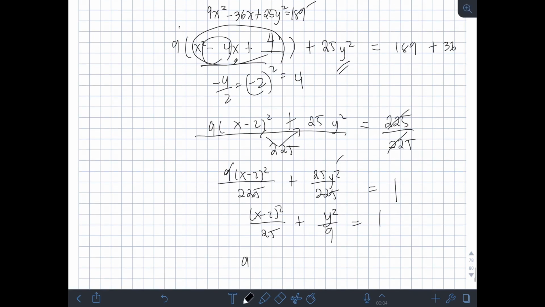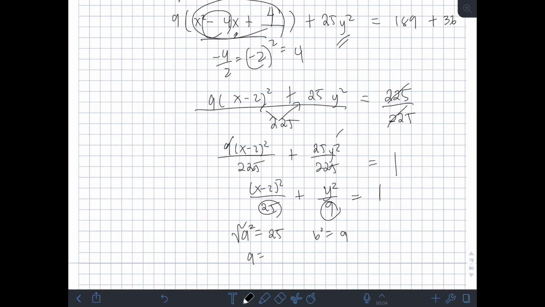So, therefore, yung a squared natin dito is ito, right? 25. And yung b squared natin is ito, 9. So, therefore, a is equal to square root both sides, 5. And b is square root both sides, 3. So, a is 5 and b is 3.